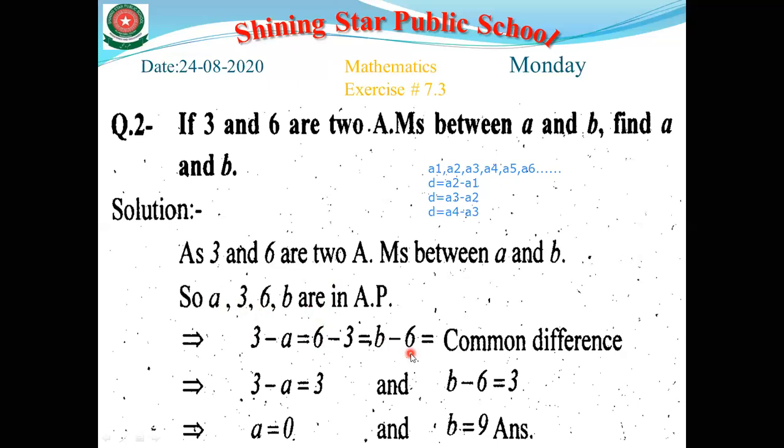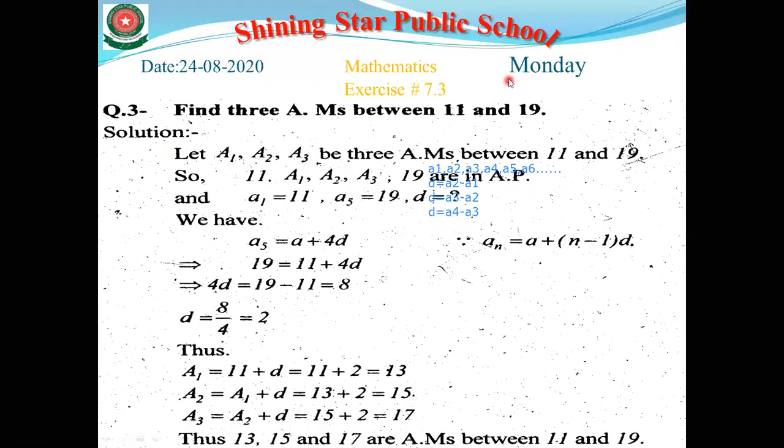Okay? So 3 minus a is equal to 3, and b minus 6 is again equal to 3. Now when we take minus 6 to the right hand side, it becomes plus 6, and 3 and 6 make 9. And here 3 and 3 cancel, so a is 0, which is your required answer of question number 2. Okay. Now question number 3, find 3 AMs between 11 and 19.